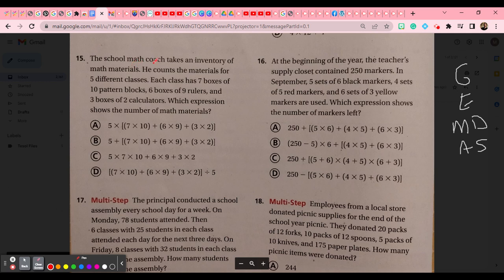The school math coach takes an inventory of math materials. He counts the material for 5 different classes. Each class has 7 boxes of 10 pattern blocks, 6 boxes of 9 rulers, and 3 boxes of 2 calculators. Which expression shows the number of math materials?